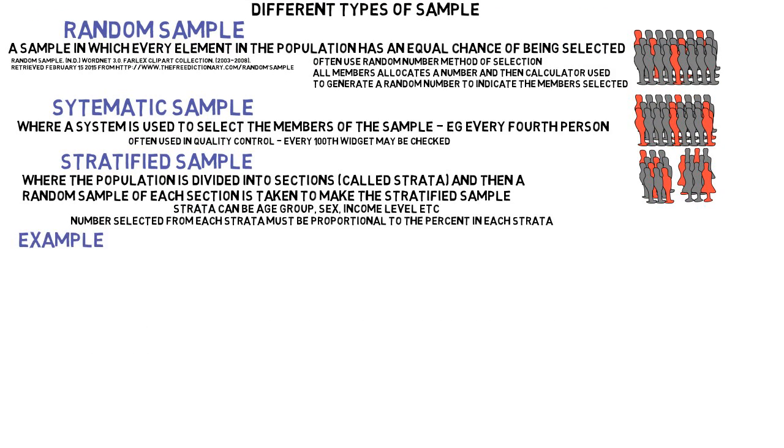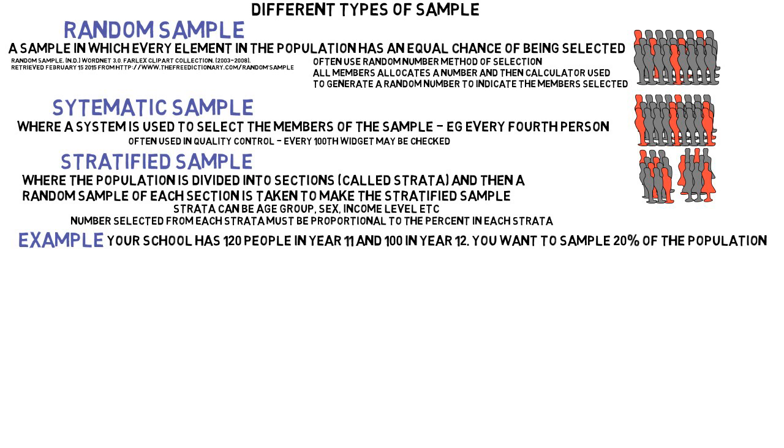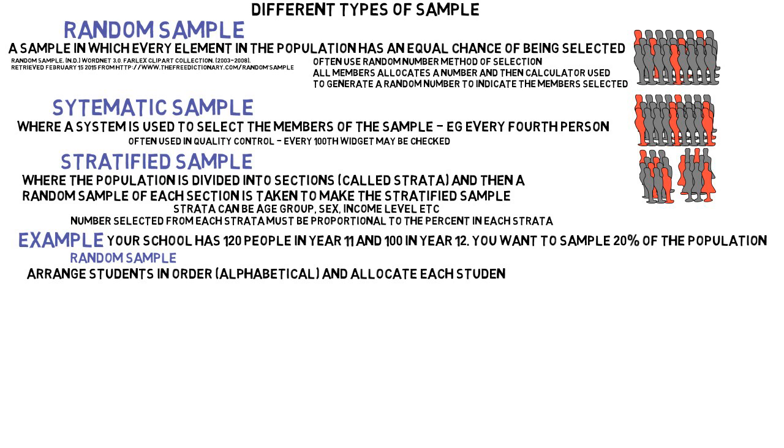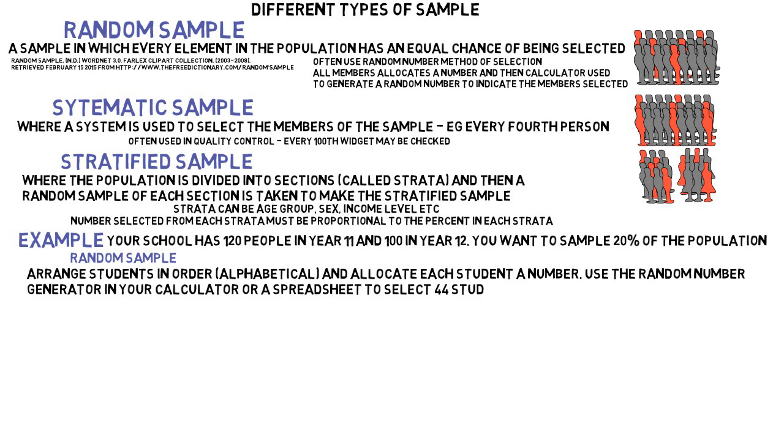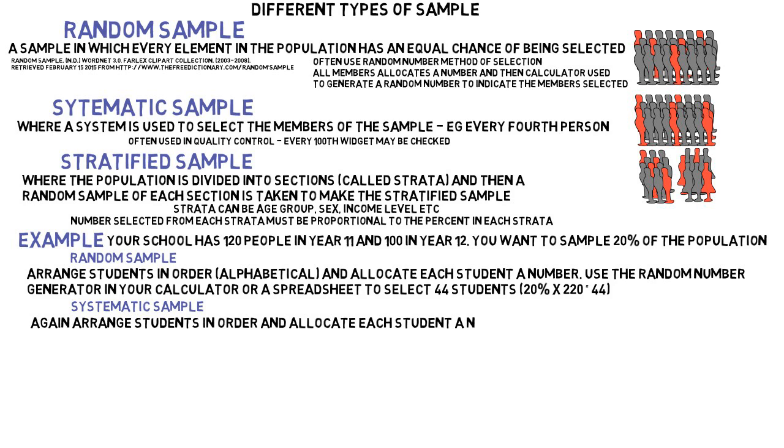If we look at an example, your school has 120 people in Year 11 and 100 in Year 12. You want to sample 20% of the population. To do a random sample, we would arrange the students in order, probably alphabetical, and allocate each student a number. We would then use the random number generator in the calculator or spreadsheet to select 44 students, as 20% of 220 is 44.